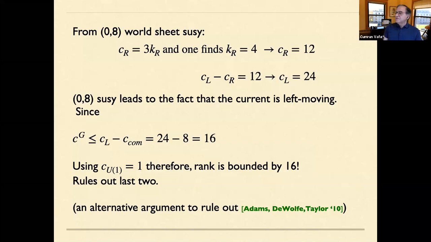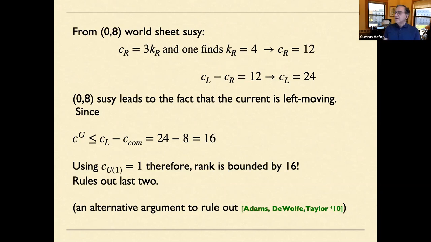So (0,8) supersymmetry leads to the fact that the current is left moving. And since the central charge of the group is bounded by the balance of the central charge with the center of mass central charge, and taking note that the central charge for a bosonic string in 10 dimensions is 8, you learn that C_G is less than or equal to 24 minus 8, which is 16. In other words, the central charge of the group had better be less than or equal to 16. Since the central charge of a U1 is equal to 1, the rank of any U1s that you might get should be bounded by 16, and therefore this rules out the last two possibilities. In fact, the first two possibilities saturate the central charge.